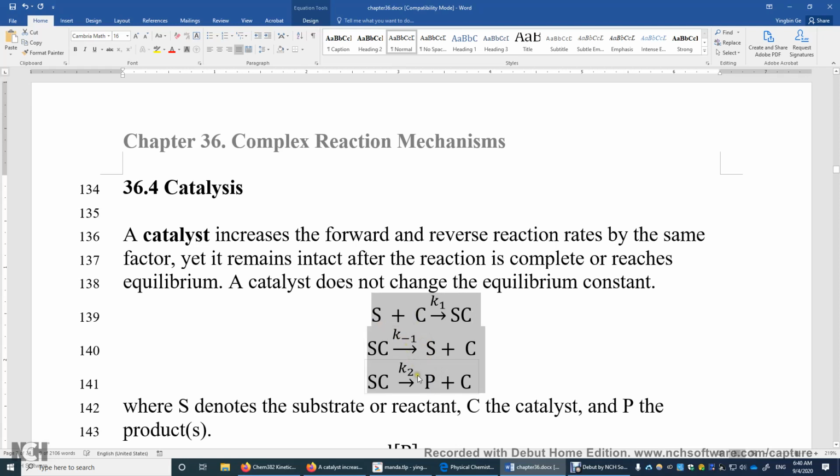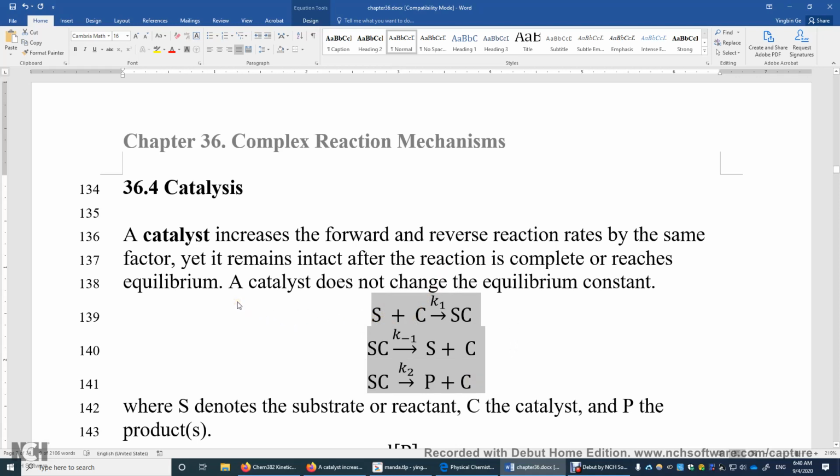There are three elementary reactions. The first one is S plus C to form a complex. The complex may decompose back into S plus C. The complex can also produce P and release the catalyst. The catalyst can again react with a substrate.